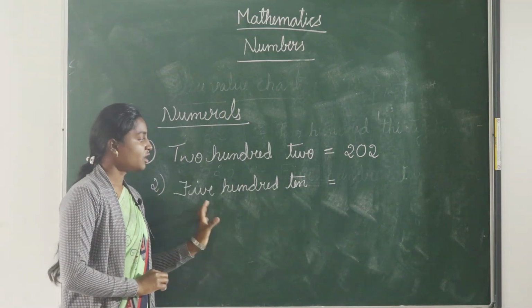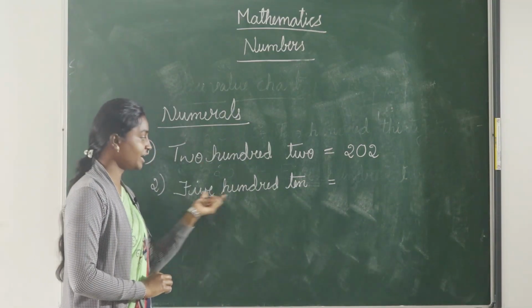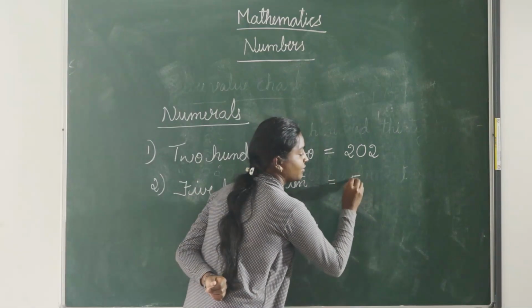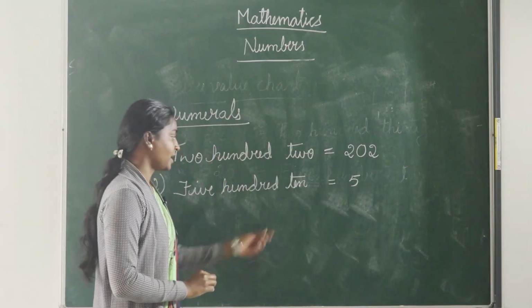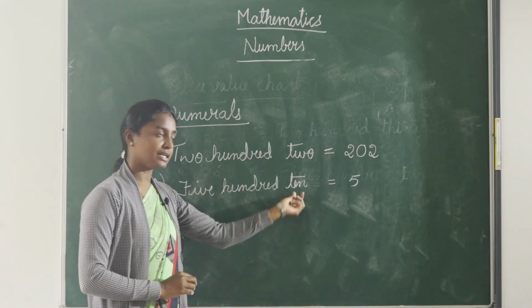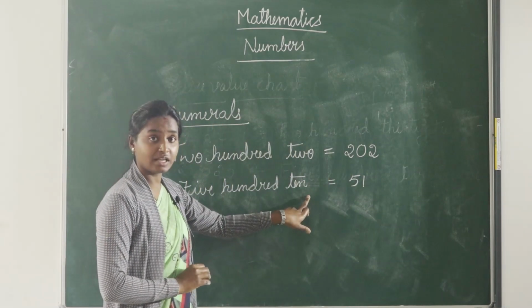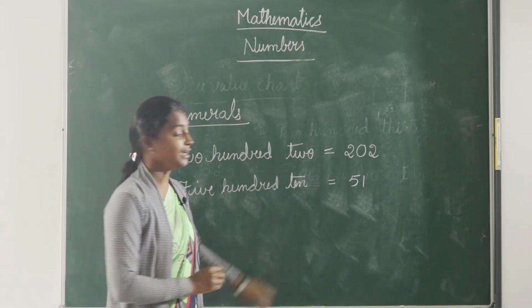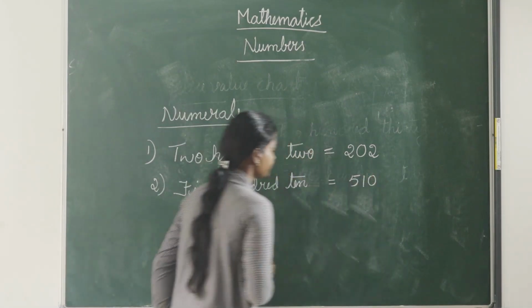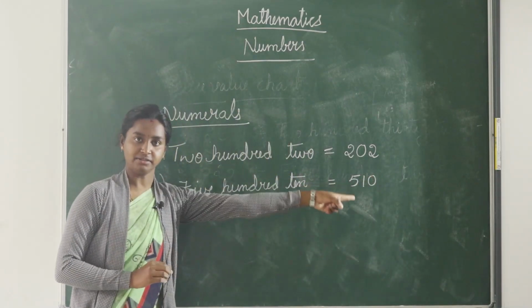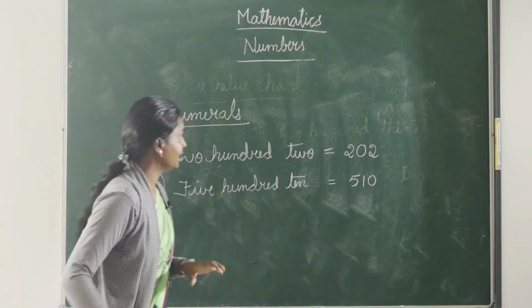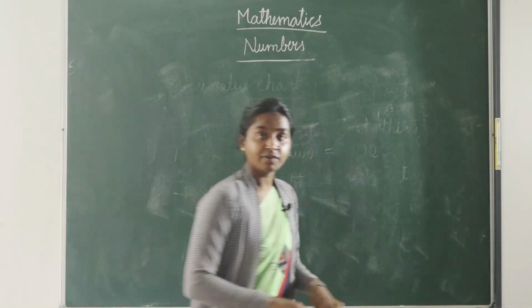Next one. 510. So how to write this one? 500. 5 is in 100 place. After that, which one is coming? 10. So 10 is standing in tens place. Is there any number in ones? No. So we have to write 0. 510.